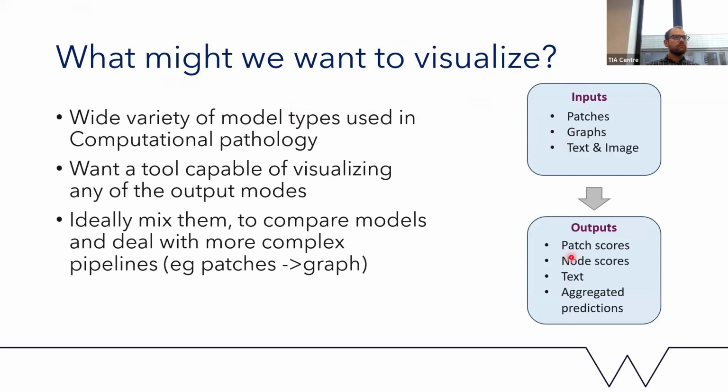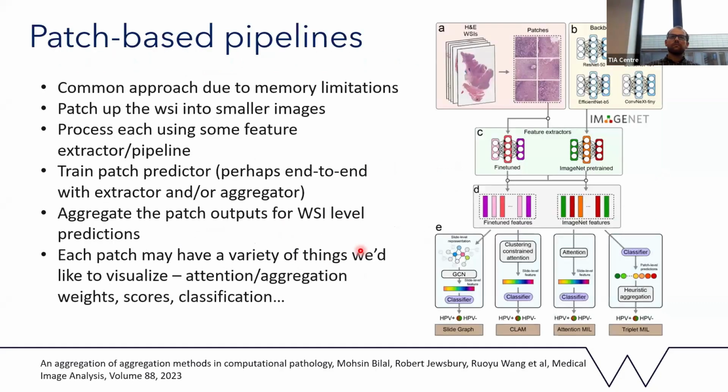models. And they may also be giving a variety of different outputs, such as graph scores or node scores, graphs, text, aggregated predictions. And ideally, we want a tool that can visualize any of these modes in as flexible a way as possible, and even potentially mix them up to either compare different models or deal with more complex pipelines. For example, you might have some patches which get clustered into a graph or something like that. So let's go through each of these scenarios in a bit more detail.